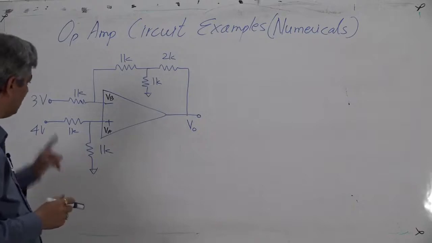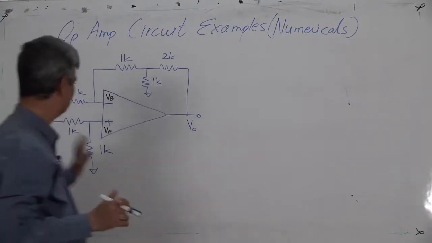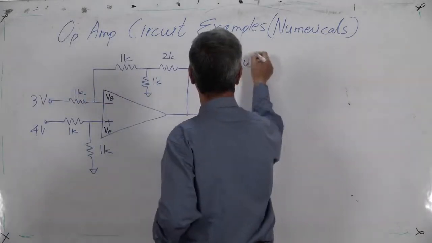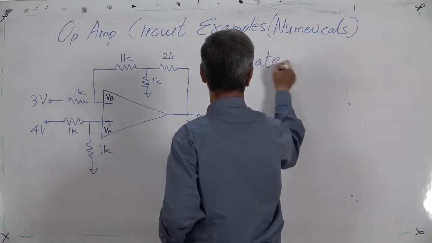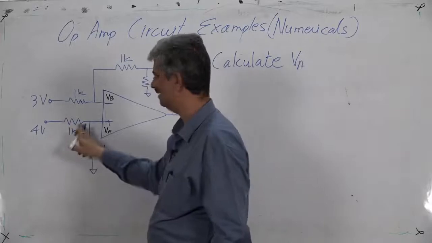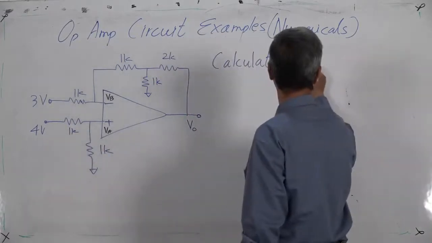So, first of all, this I also made deliberately complicated, so nothing should be left. First of all, calculate VA. You don't skip any step. Calculate VA. What is it? 4 volts, 1K, 1K, so it is 2 volts. So VA is equal to 2 volts.